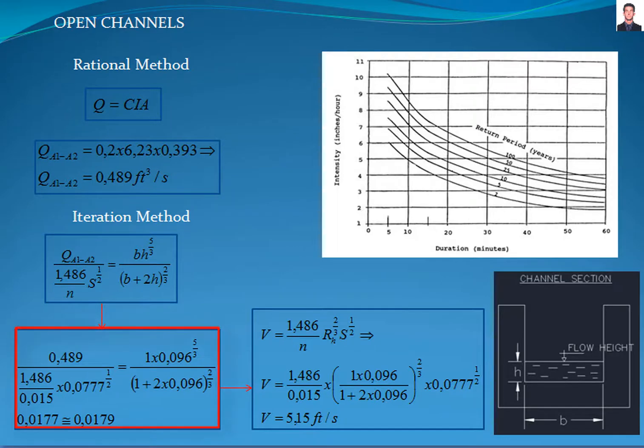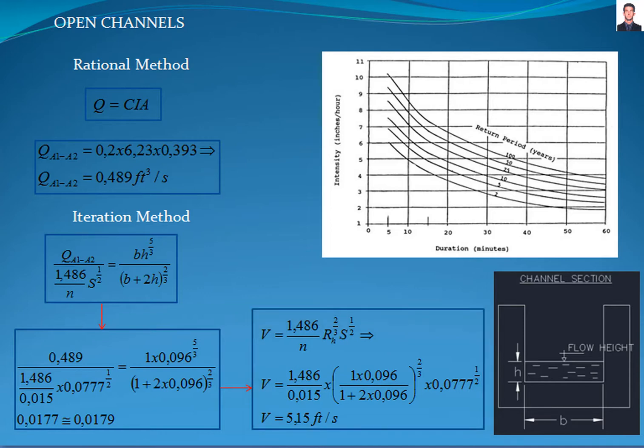For example, for the same section, we fixed the width of the channel to 1 foot, and the height of the flow after iteration is 0.096 feet. The velocity is checked with equation 10-5 of the AASHTO Design Manual, where RH is the hydraulic radius, calculated as the wetted area divided by the wetted perimeter, giving a result of 5.15 feet per second, and the slope is 7.77%. Both verifications passed.